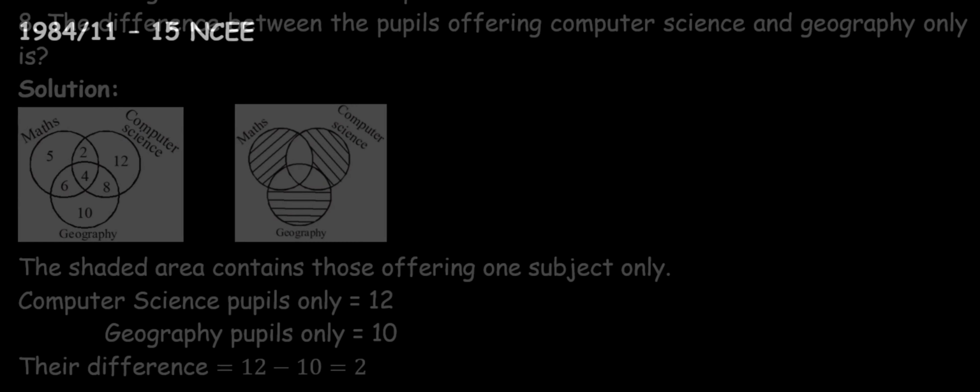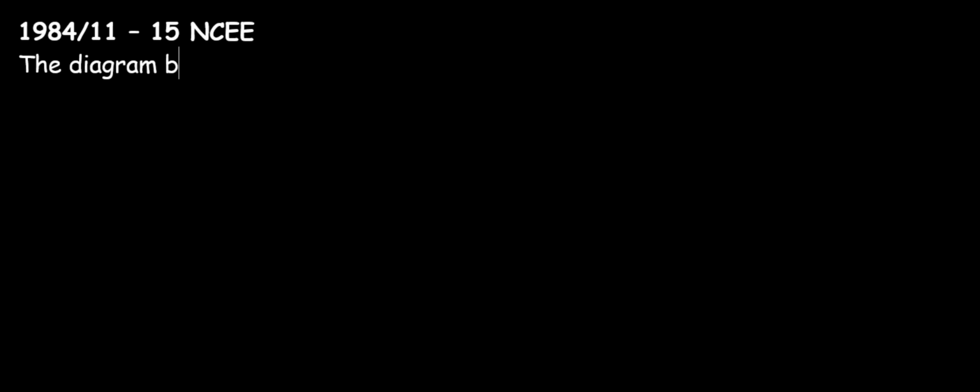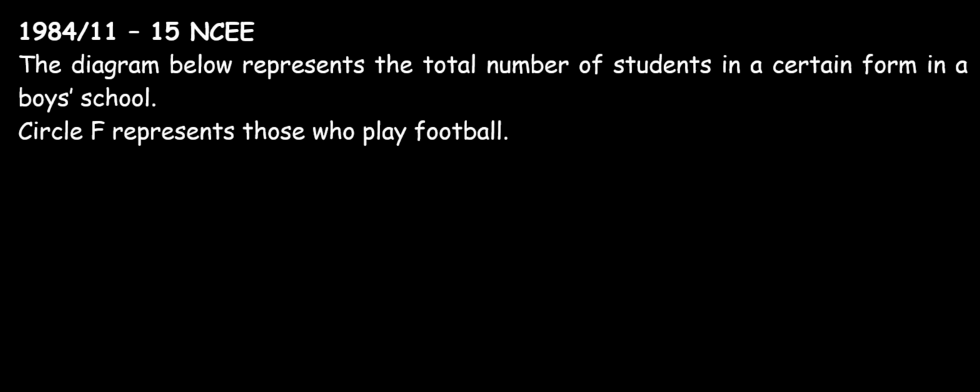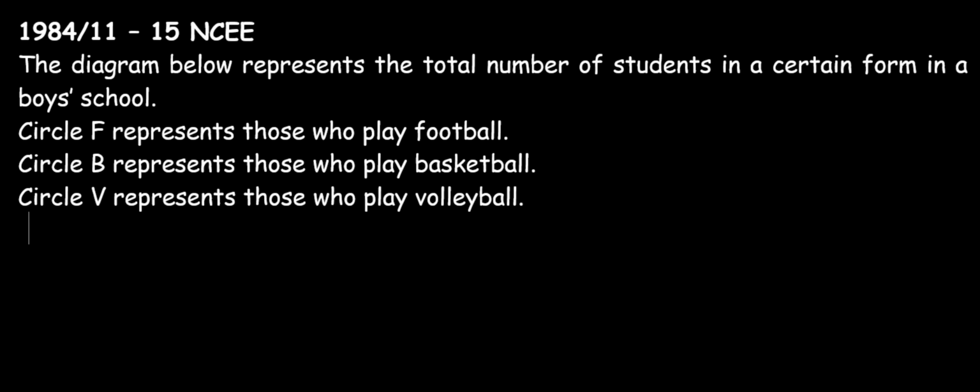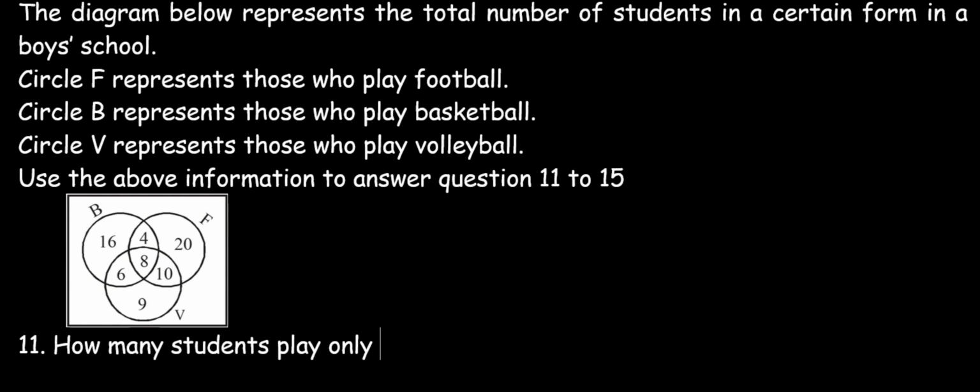Another example. The diagram below represents the total number of students in a boys' school. Cycle B represents those who play basketball. Cycle V represents those who play volleyball. Use the above information to answer questions 11 to 15. Question 11. How many students play only football and volleyball? The options are given. Solution.